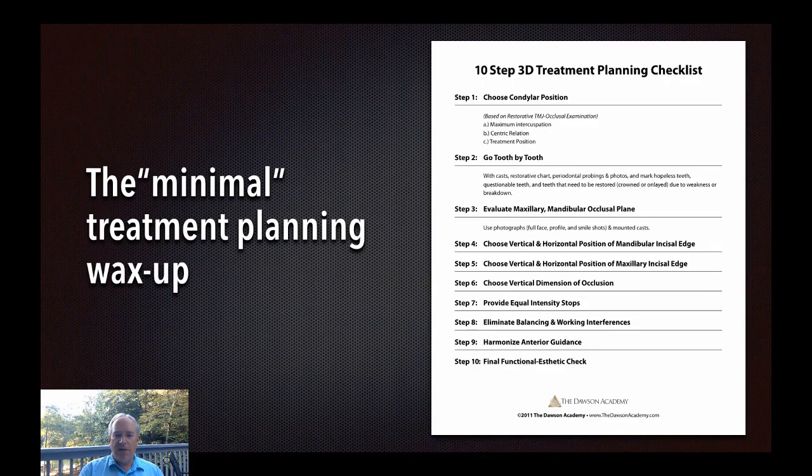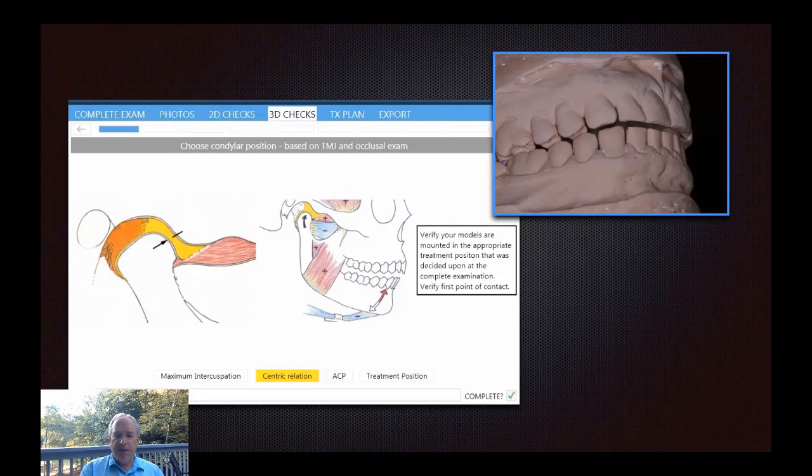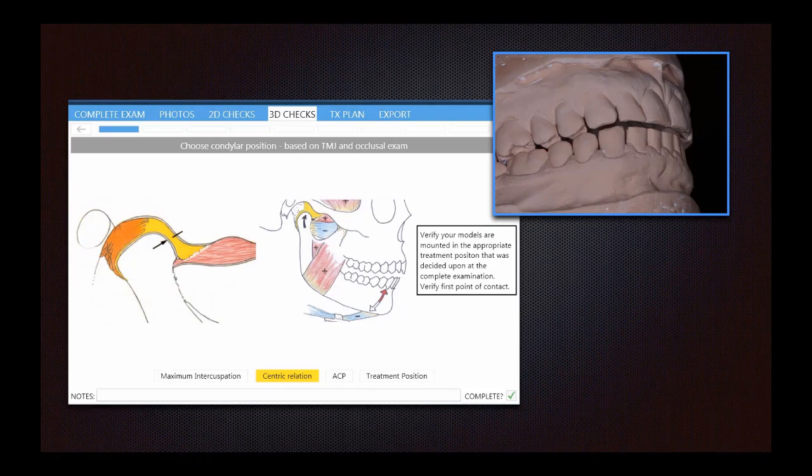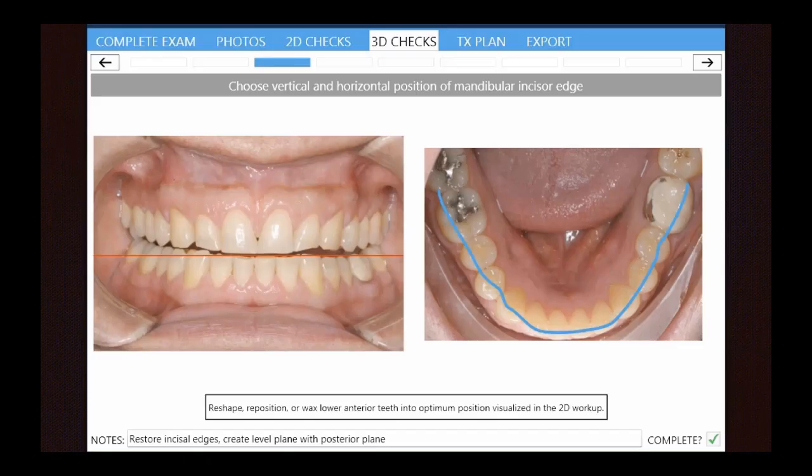So when we go to our 3D workup, here again we have a checklist to figure this out. And the first thing we're going to do is make sure our casts are mounted in centric relation, which they are. And then we're going to really design our occlusion by first looking at the lower incisal edge, then looking at our upper incisal edge, and then deciding on our vertical and our stops. So let's talk about that.